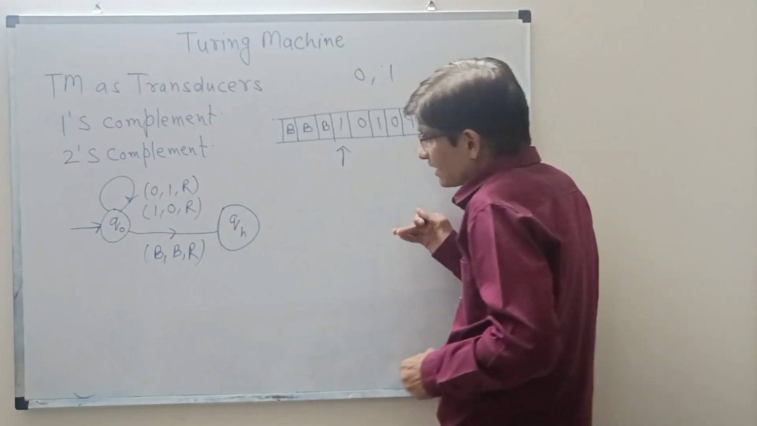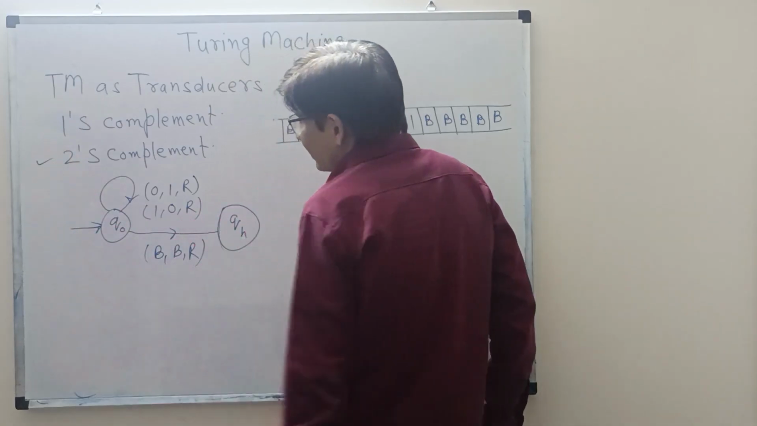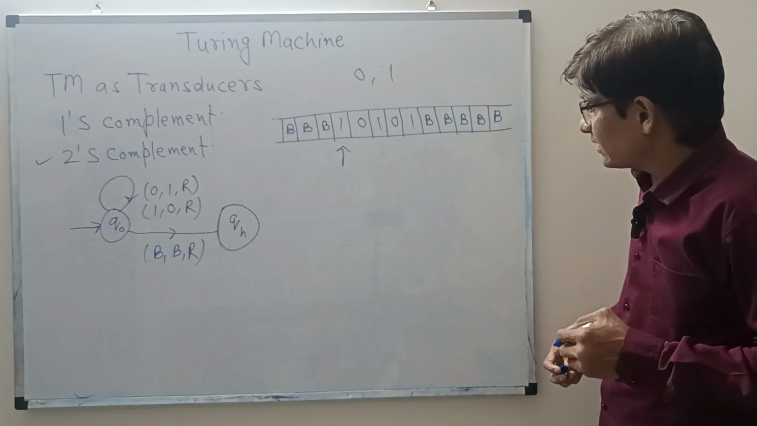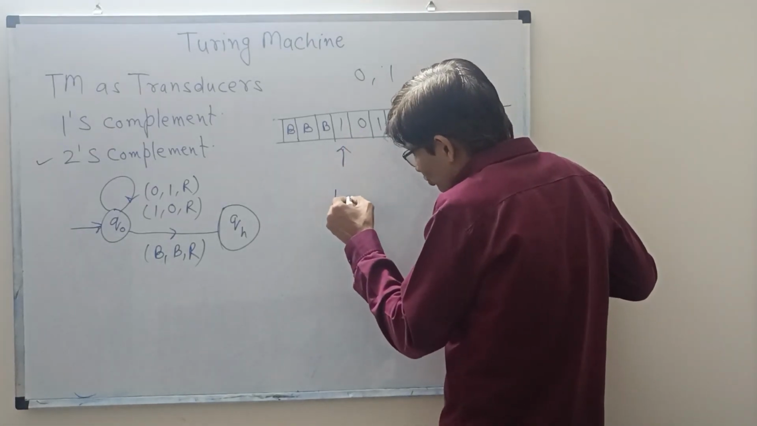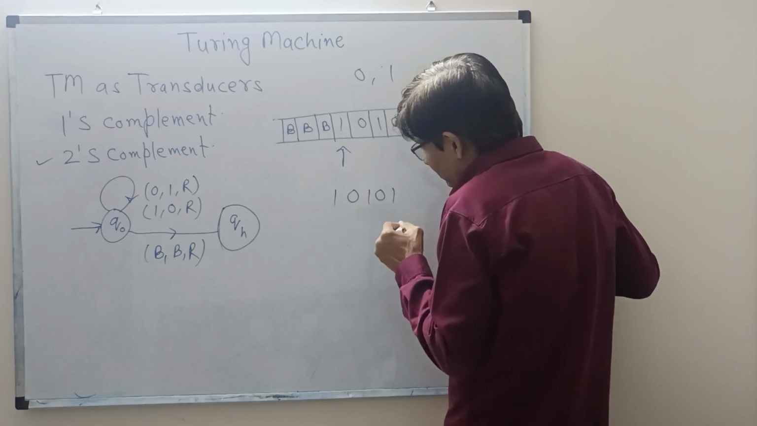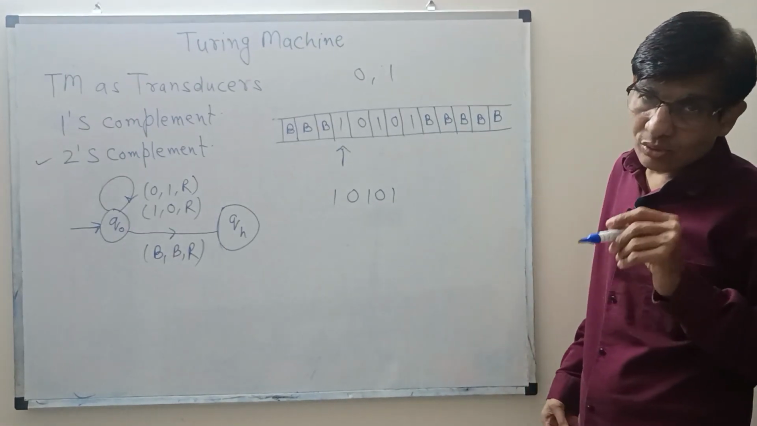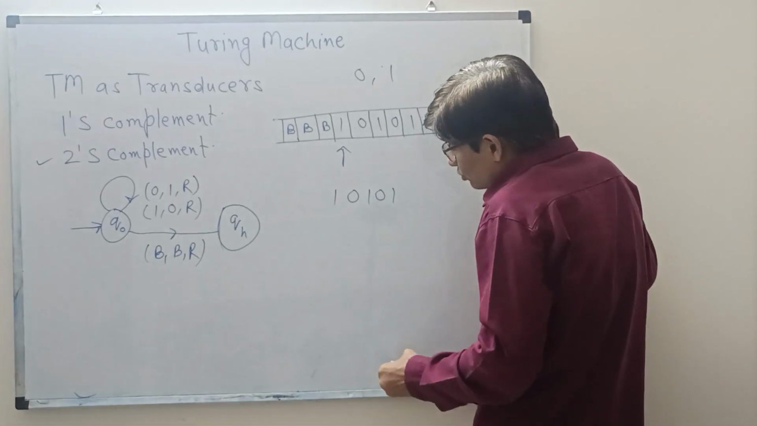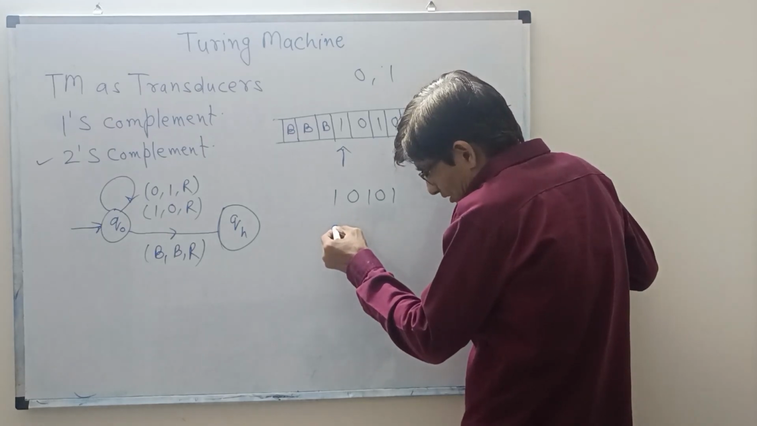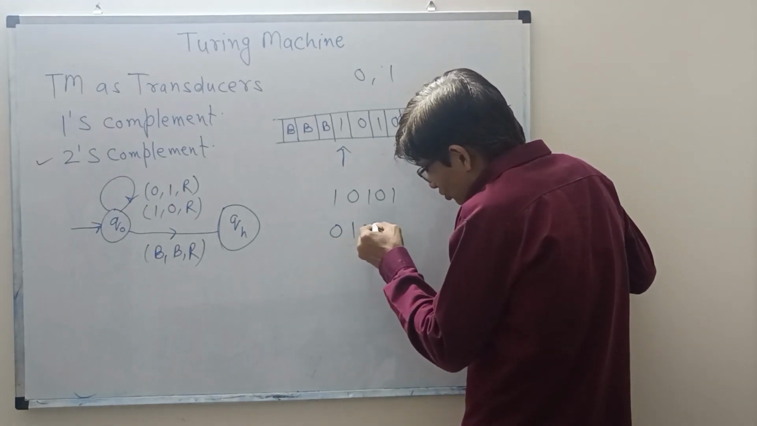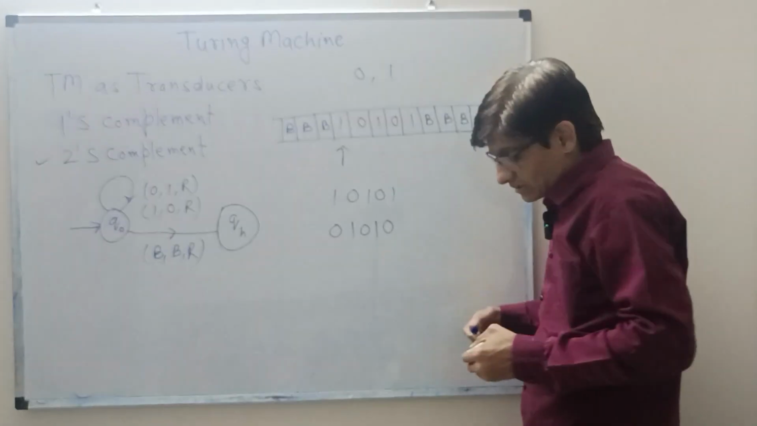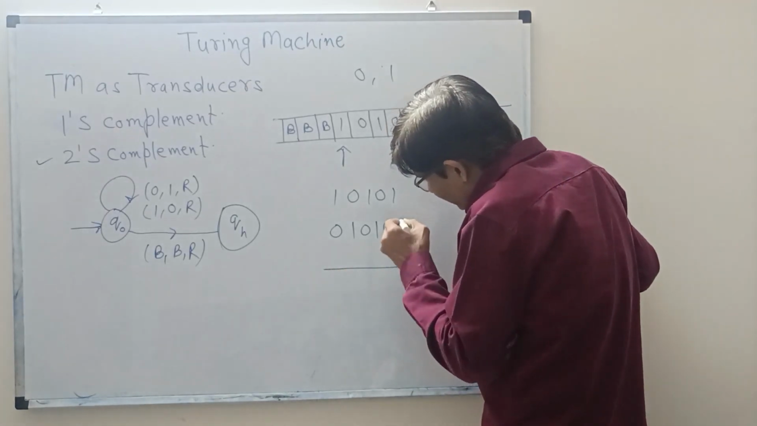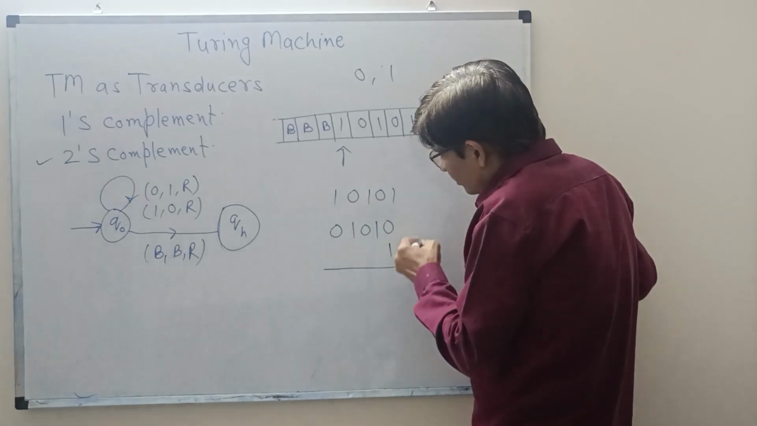Now we will take another example, which is two's complement. So now, two's complement for any given binary number, suppose this number is given to you: 10101. Now, how to calculate the two's complement of this binary number? You need to first calculate its one's complement, 01010, and you will add a 1 to this one's complement, so then you will get the two's complement of this number.